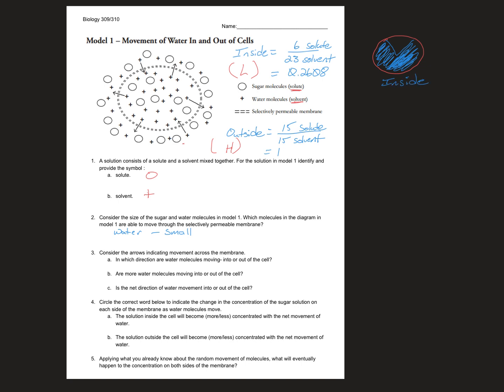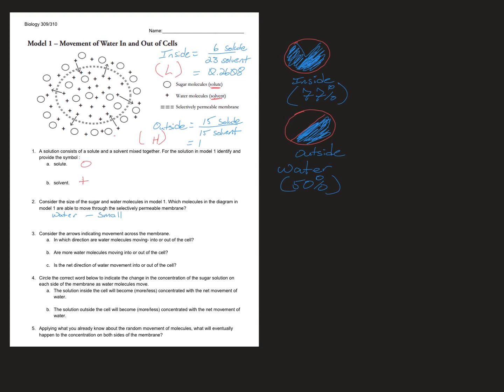If we look at the outside, we have exactly 50-50. 50% water and 50% solute. So even though the solute concentration is higher outside, the water concentration is 50% of the outside, right? Where water inside is 77%, something like that, on the inside. So water is actually a higher concentration. You can see it here in blue. There's more water inside than outside.